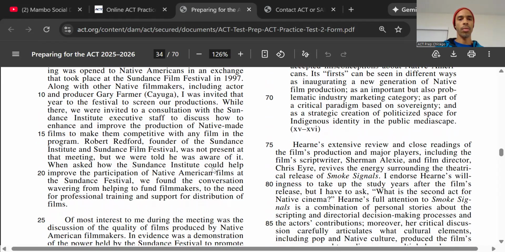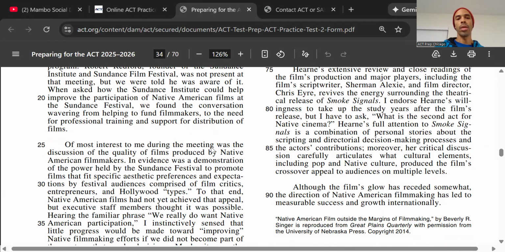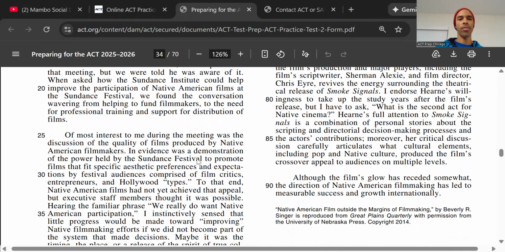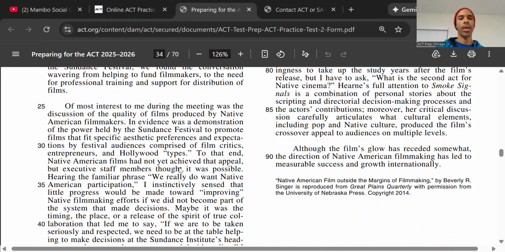When asked how the Sundance Institute could help improve the participation of Native American films at the Sundance Festival, we found the conversation wavering from helping to fund filmmakers to the need for professional training and support for distribution of films. Of most interest to me during the meeting, of most interest means pay attention, was the discussion of the quality of films produced by Native American filmmakers. Evidence was a demonstration of the power felt by the Sundance Festival to promote films that fit specific aesthetic preferences and expectations by festival audiences comprised of film critics, entrepreneurs, and Hollywood types, quote unquote types. To that end, Native American films had not yet achieved that appeal, but executive staff members thought it was possible.